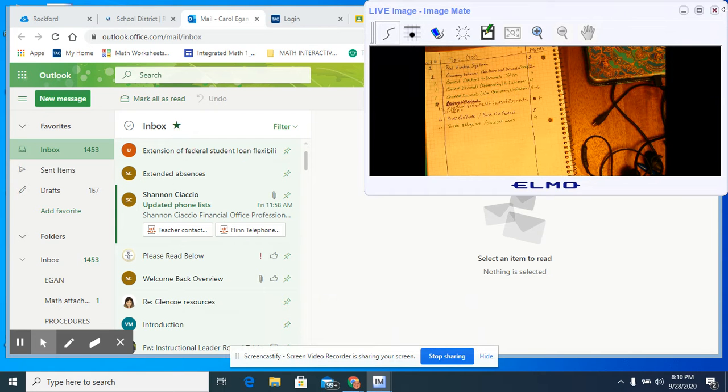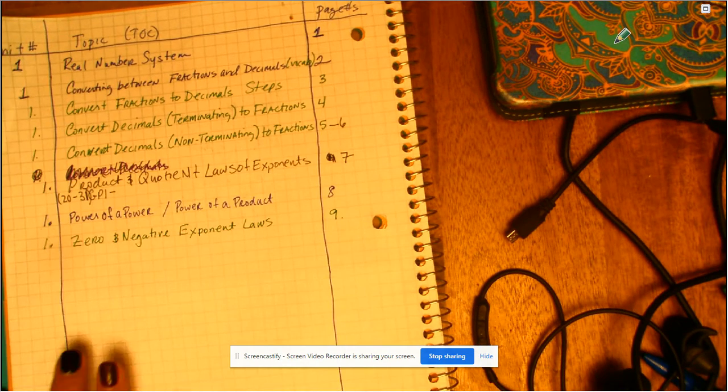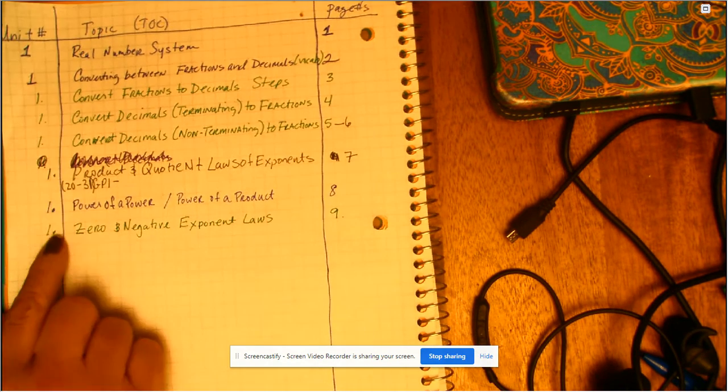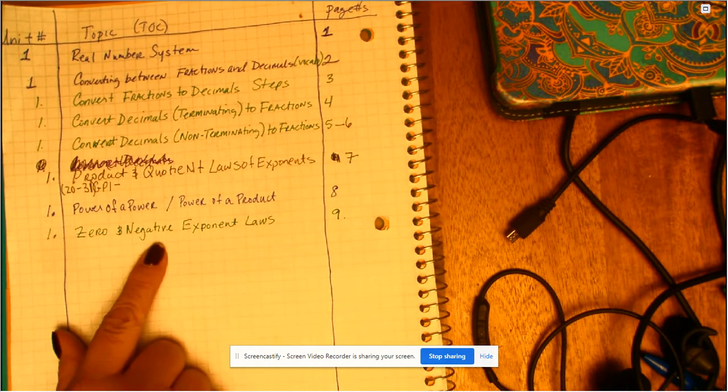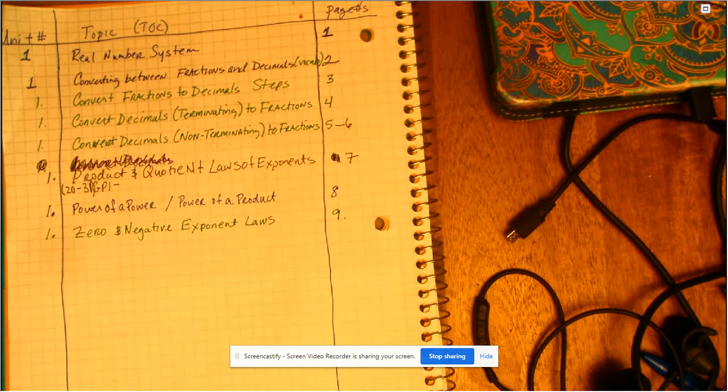Okay, so today let's talk about the negative and zero rules for exponents. In our TOC, we're still in Unit 1, zero and negative exponent laws. I'm starting on page 9. You may be starting on a different page if you've taken more than one page to do your notes beforehand, and that's fine. So go ahead and write that in your TOC.